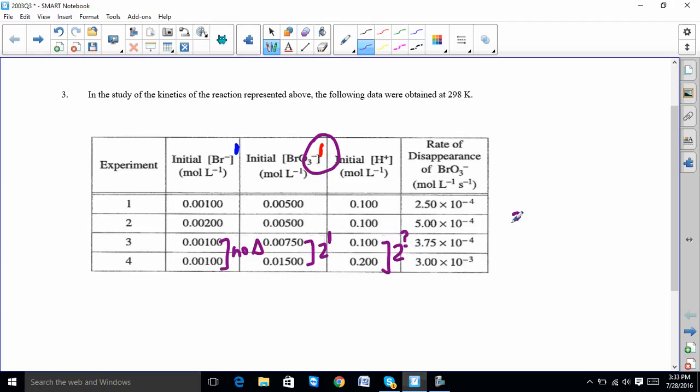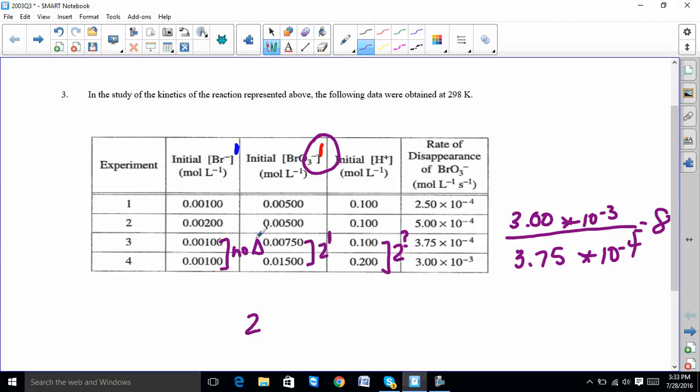And then when you do on a calculator 3.00 times 10 to the negative 3 divided by 3.75 times 10 to the negative 4, it actually comes out to be 8. So this is what we know. The 2 doesn't change, so we can ignore it. 2 to the first times 2 to the question mark equals 8.